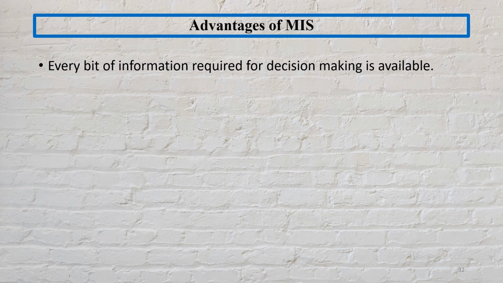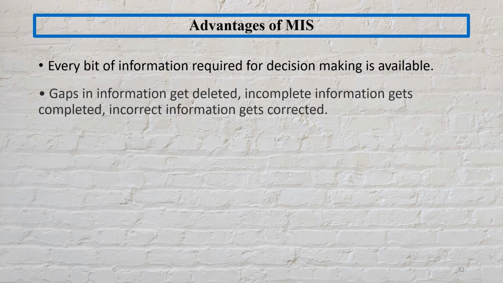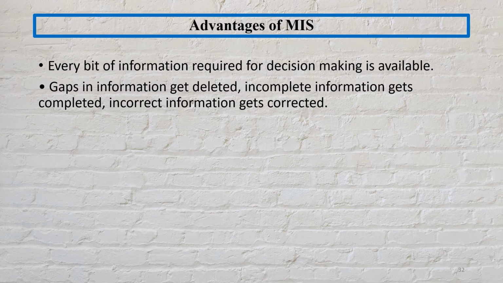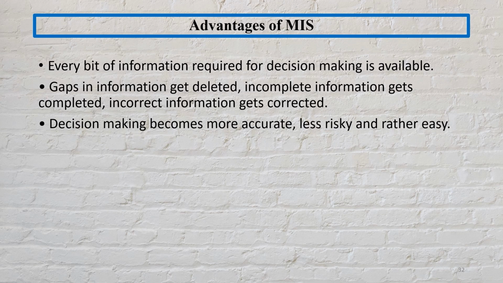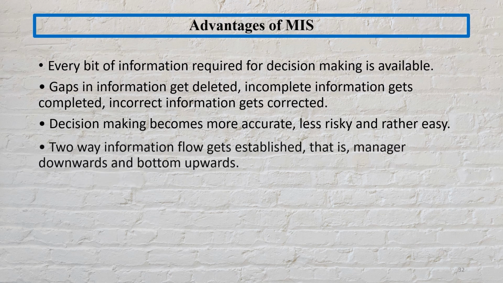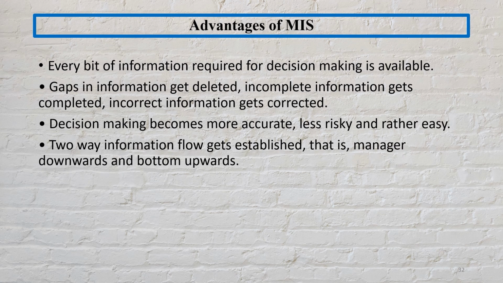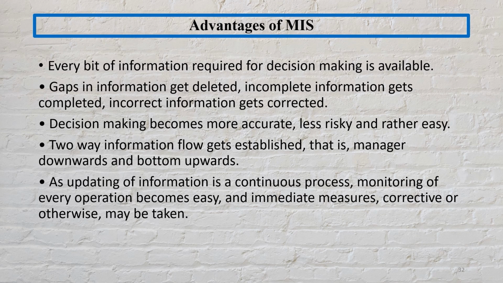Every bit of information required for decision making is available. So, this is one advantage. Then, gaps in the information get deleted, incomplete information gets completed, incorrect information gets corrected. This is another advantage. Then, decision making becomes more accurate, less risky and rather easy. The fourth advantage is that a two-way information flow gets established, that is, manager downwards and bottom upwards.